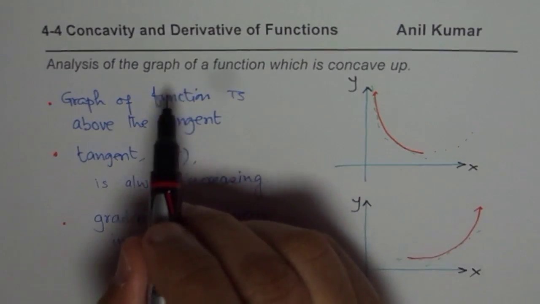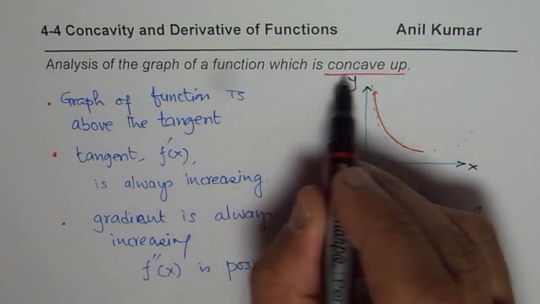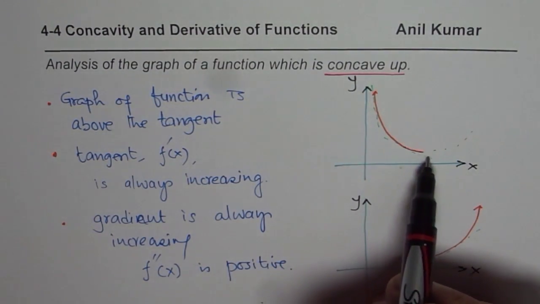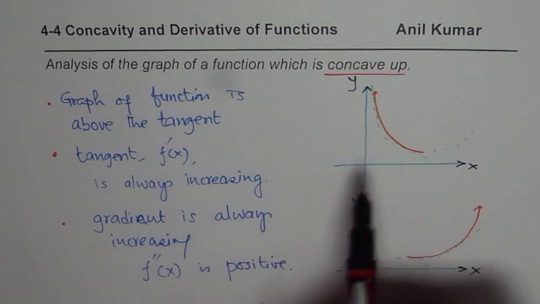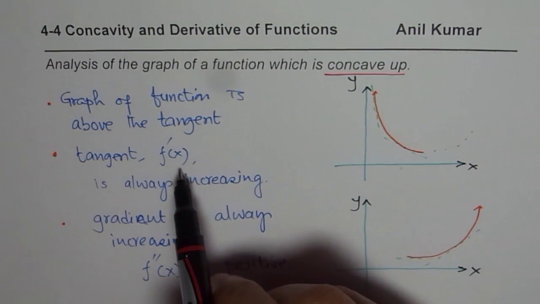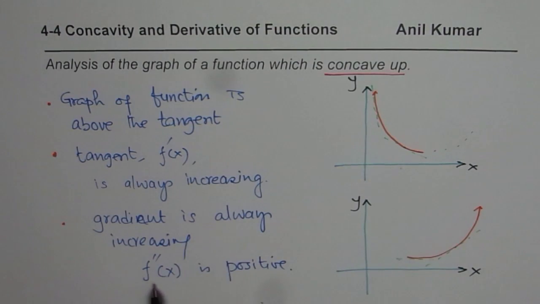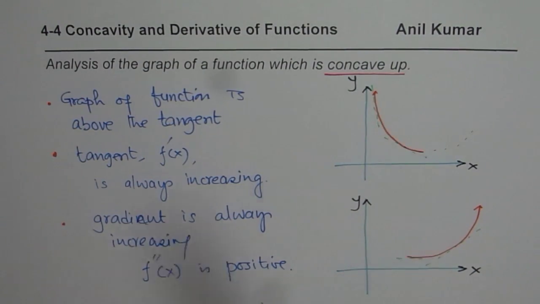Whenever you have the graph of a function which is concave up, at that time, the tangent is under the graph. The graph is over the tangent line, right? That is the first thing. Second, what we notice is that f prime x, or the derivative, is increasing. And third, the second derivative is always positive. So these are the three things which you should remember. In the next video, we will see what happens when the graph of the function is concave down.